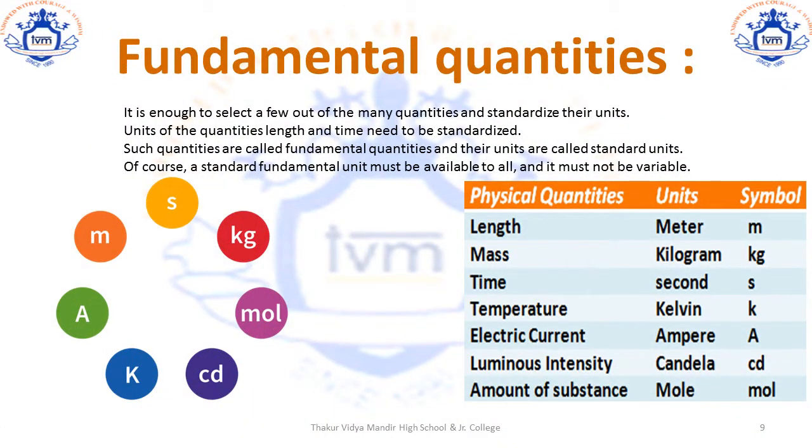It's enough to select a few out of many quantities and standardize their units. Now units of the quantities length and time need to be standardized. Such quantities are called fundamental quantities and so their units are called standard units. Of course, a standard fundamental unit must be available to all and it must not be variable. These are the 7 fundamental quantities that are constant throughout.